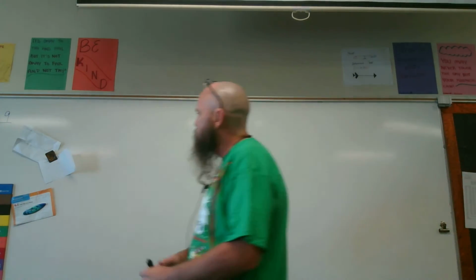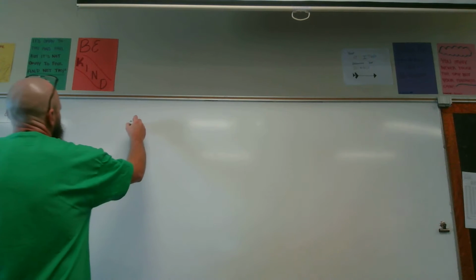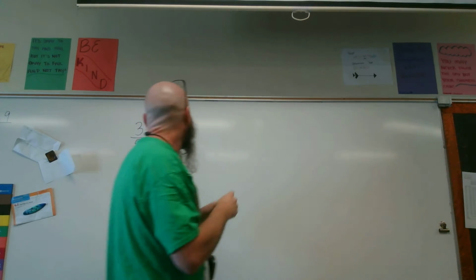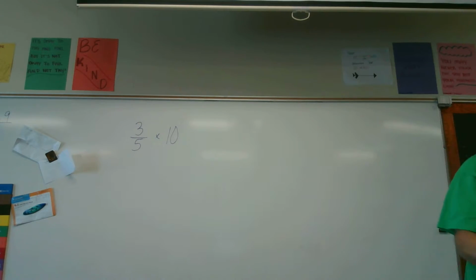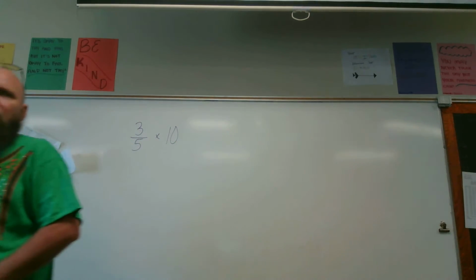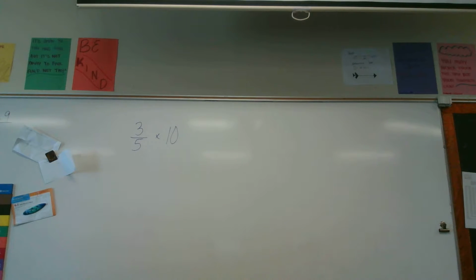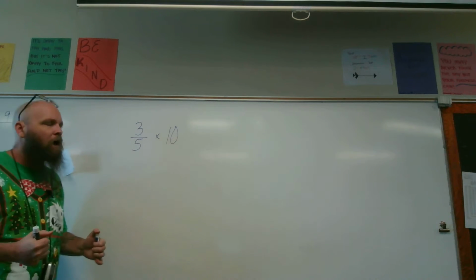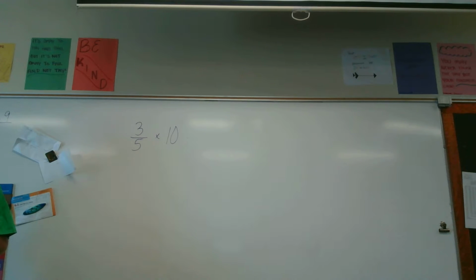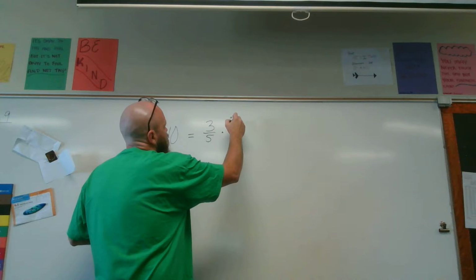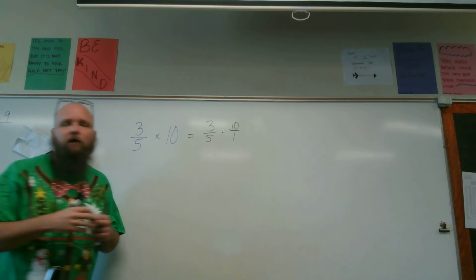Let's try one. Let's try 3/5 times 10, using the standard algorithm. Nathan, tell me what I do first. 1 over 10. No, not 1 over 10. 10 over 1. So I'm going to rewrite this. 3/5 times 10. 10 over 1 equals 10.